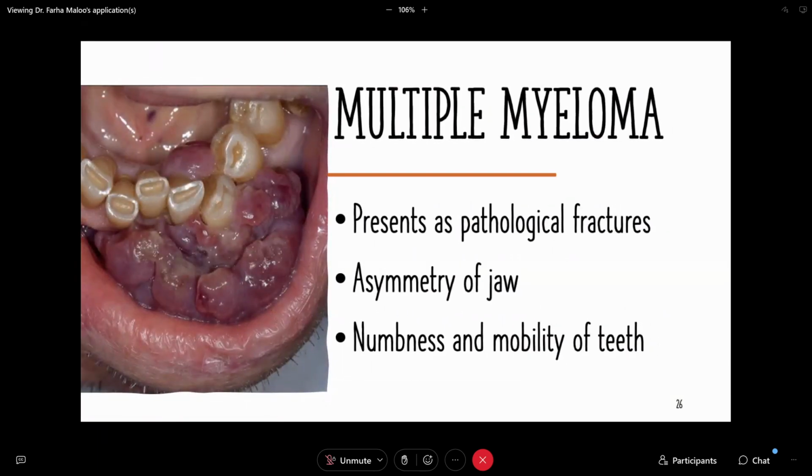Multiple myeloma. Multiple myeloma is a plasma cell malignancy in which monoclonal plasma cells proliferate in the bone marrow, resulting in overabundance of monoclonal paraproteins, or the M proteins, destruction of the bone, and displacement of other hematopoietic cell lines. The resultant bone erosion causes pathological fractures in the oral cavity. There will be asymmetry of the jaw, and the nerve destruction will cause numbness in the oral cavity, as well as mobility of the teeth because of no bone to hold.